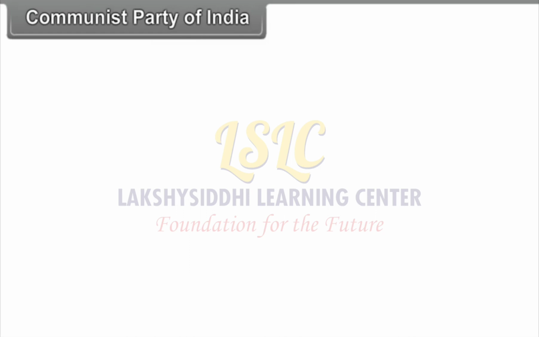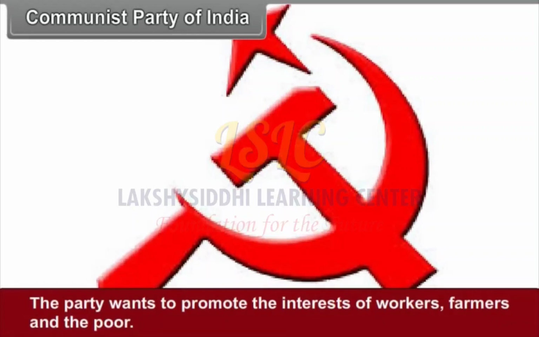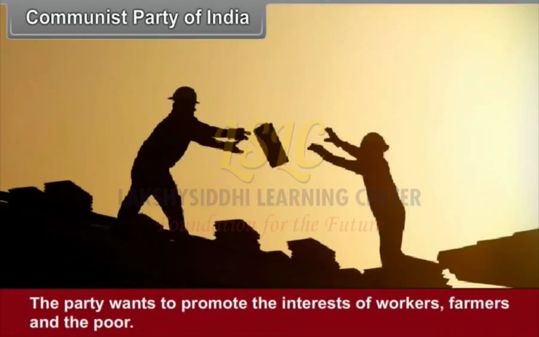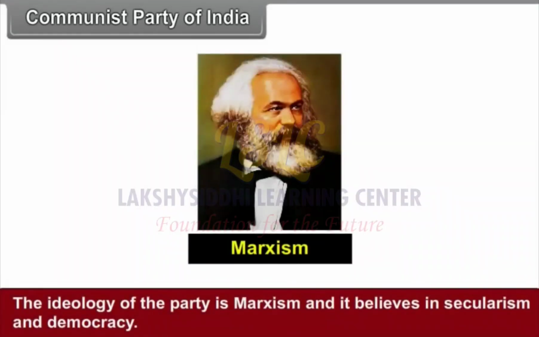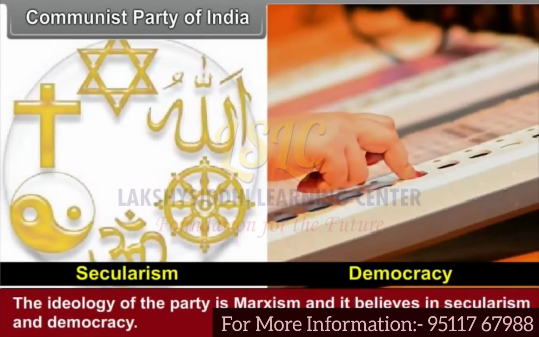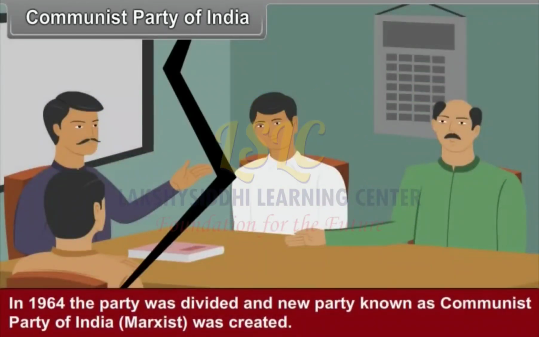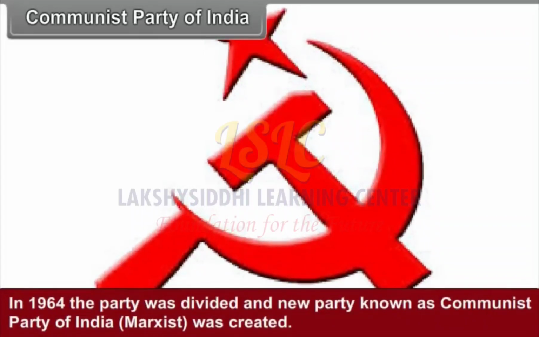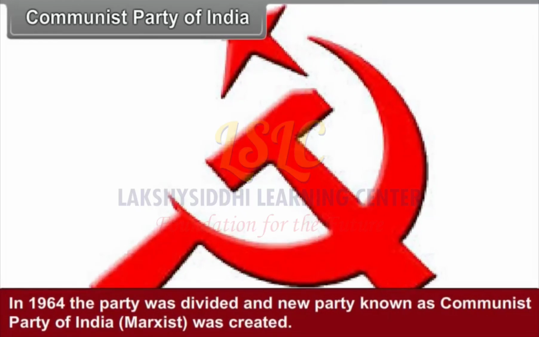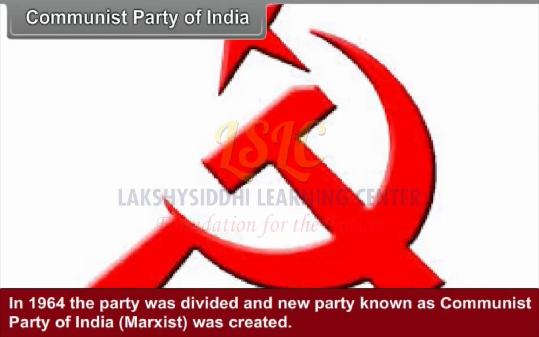Communist Party of India. Established in 1925, the party wants to promote the interests of workers, farmers and the poor. The ideology of the party is Marxism, and it believes in secularism and democracy. In 1964, the party was divided and a new party known as Communist Party of India, the Marxist, was created.